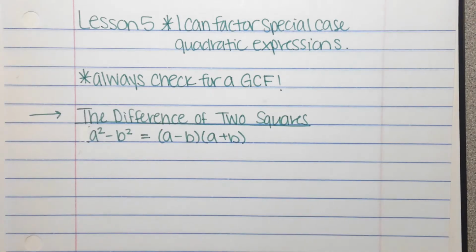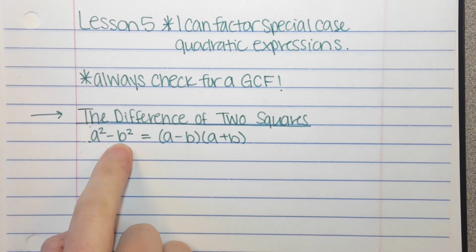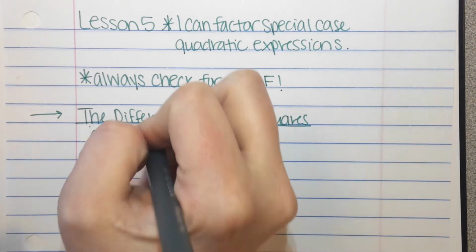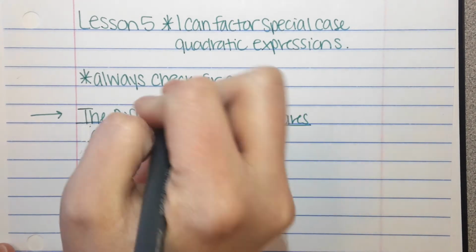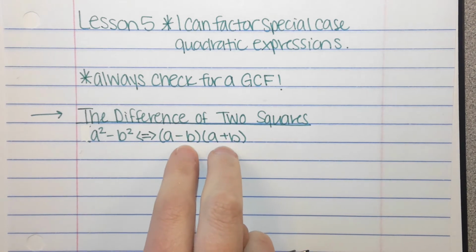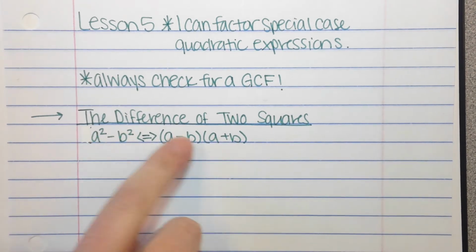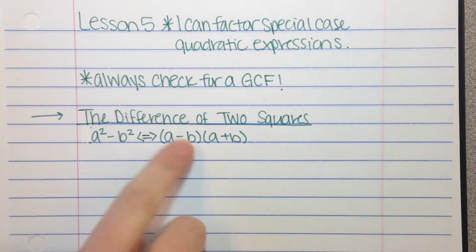First, we're going to look at the difference of two squares. When you have a quadratic expression and you have a perfect square minus a perfect square, then you can factor that to a minus b times a plus b. Or if you see those two binomials, you can go straight to this. And so those are reversible. You can go either direction. The shortcut works either way.